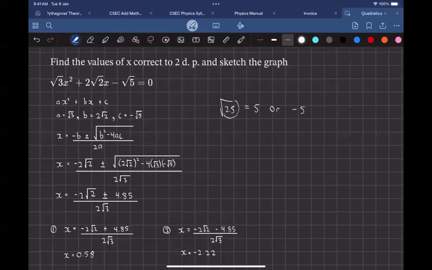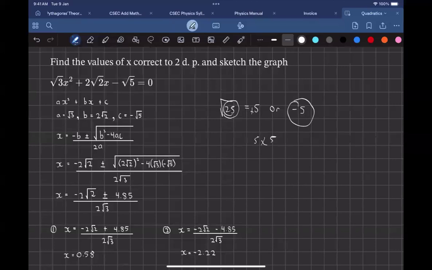Notice, it's positive 25. Positive 5, when I multiply 5 by itself. What's a positive by a positive? A positive. And what's a negative by a negative? A positive. So in both cases we get back positive 25.